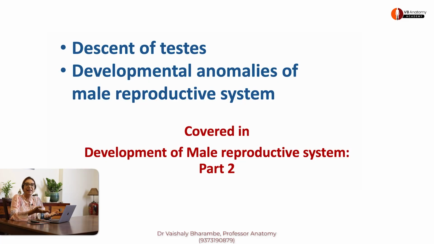Along with developmental anomalies, are we so blessed that everything is normal? No. There are times when something goes wrong. What goes wrong in the development of this male reproductive system is what we will be learning in Development of Male Reproductive System Part 2, in which we will descend the testes and we will see how much can go wrong.